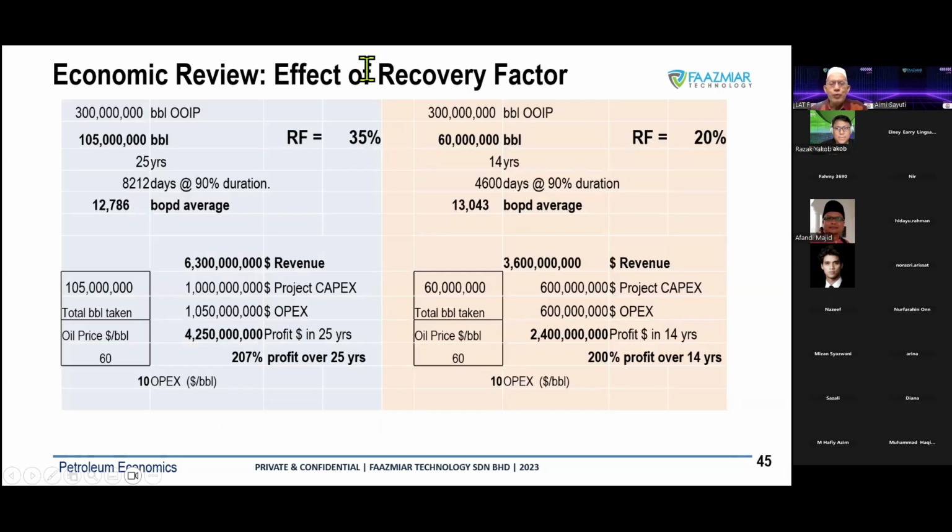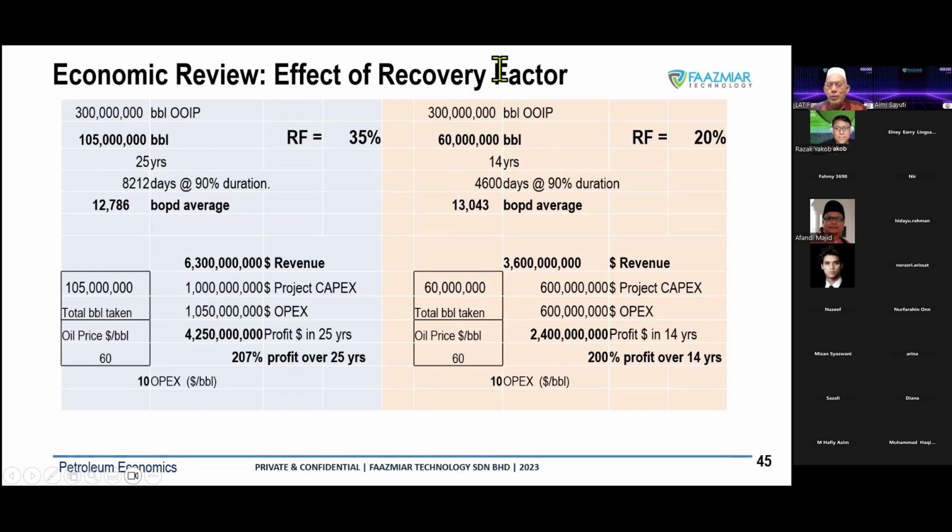Okay. So for example, the effect of recovery factor on the well. For example, we have the oil in place of 300 million barrels, and a recovery factor of 35%. So we can produce about 105 million barrels for the field. And if the recovery factor is about 30%, it is going to be 60 million barrels. So it depends on recovery.